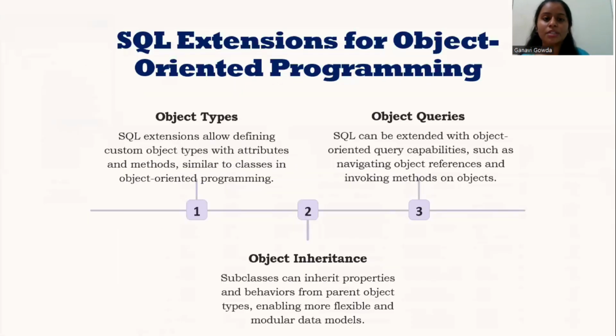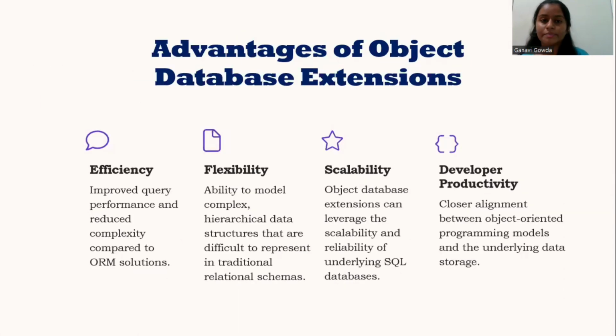SQL extensions for object-oriented programming. Object data types: the SQL extensions allow defining custom object types with attributes and methods, similar to classes in object-oriented programming. Object inheritance: the subclasses can inherit the properties and behavior from parent object types, enabling more flexible and modular data models. Object queries: SQL can be extended with object-oriented query capabilities, such as navigating object references and invoking the methods on the objects.